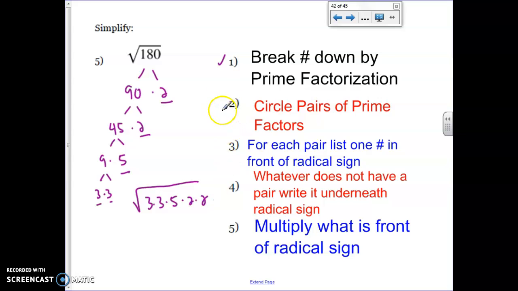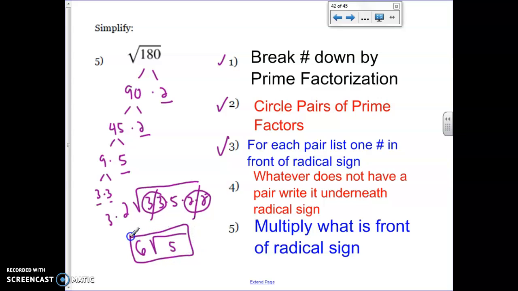Alright, so we're going to circle any pair of prime factors. So we have a pair of 2's and a pair of 3's. And for each pair, we're going to list one in front of the radical sign. So I'm going to cross out the 2's and list one of them in front of the radical sign. For the 3's, I'm going to cross them out and list one of them in front of the radical sign. So underneath the radical sign, I just have one 5. I don't have to multiply by anything. And then I have a 3 and 2, which gets me 6. So I end up with 6 radical 5.